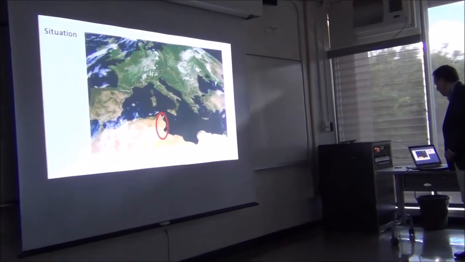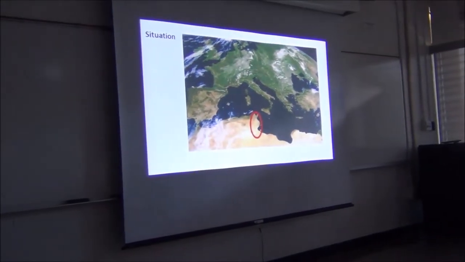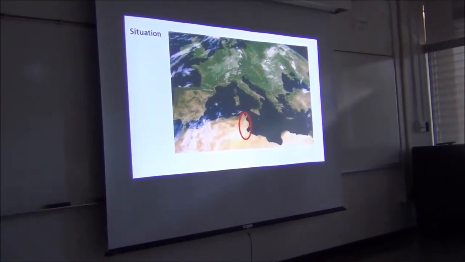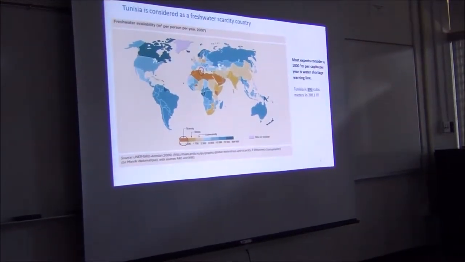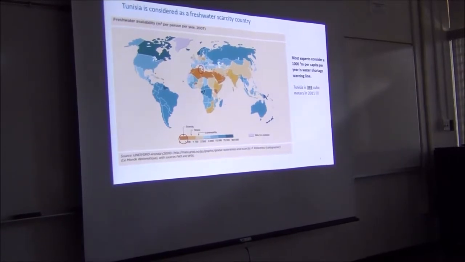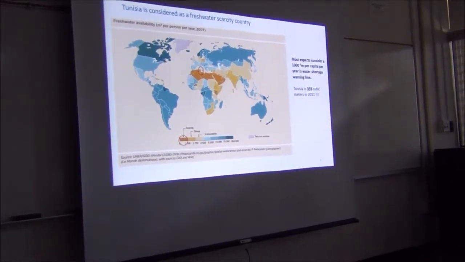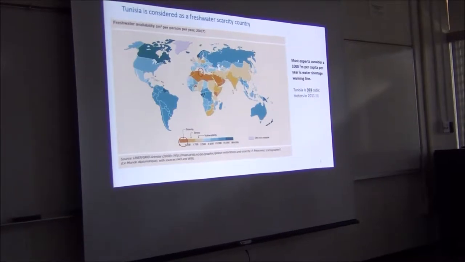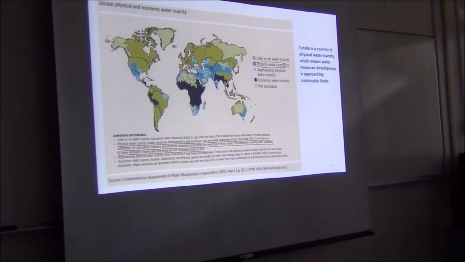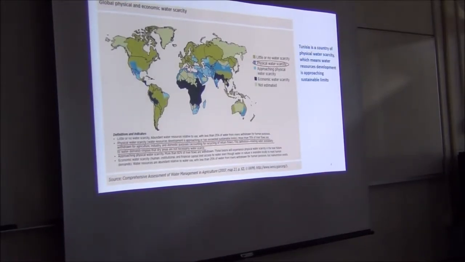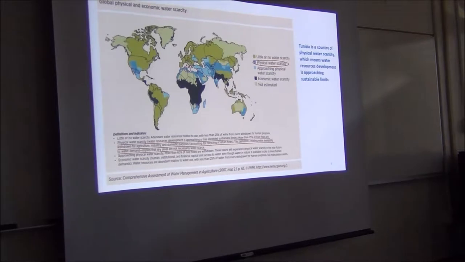First of all, I would like to present the situation of Tunisia. Tunisia is a small country located in extreme North Africa, and it's considered a freshwater scarcity country. Most experts consider 1,000 cubic meters per capita per year the water shortage warning line, and Tunisia had less than 400 cubic meters in 2011. Tunisia is also a country of physical water scarcity, which means water resource development is approaching the sustainable limits.